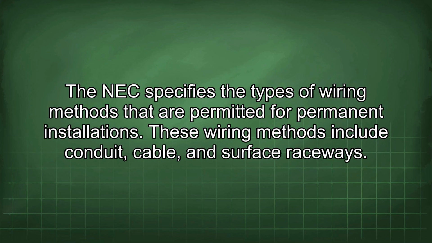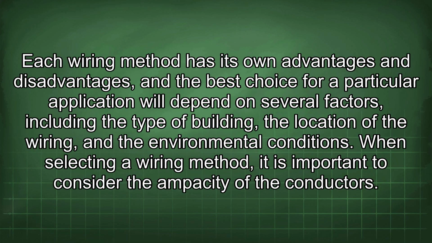The NEC specifies the types of wiring methods that are permitted for permanent installations. These wiring methods include conduit, cable, and surface raceways. Each wiring method has its own advantages and disadvantages, and the best choice for a particular application will depend on several factors, including the type of building, the location of the wiring, and the environmental conditions.